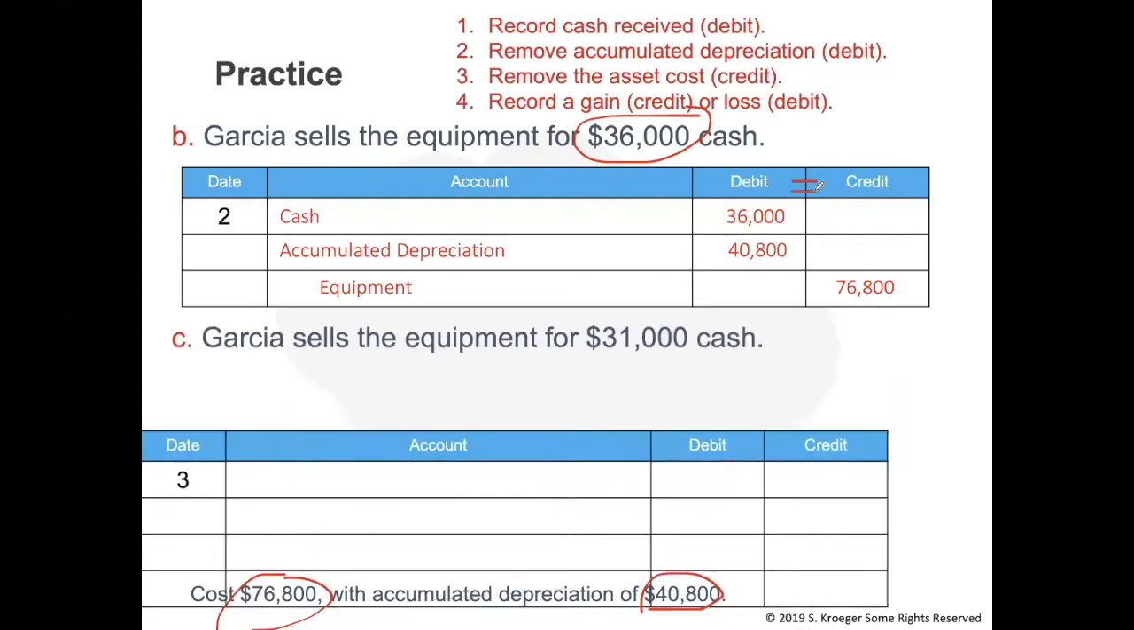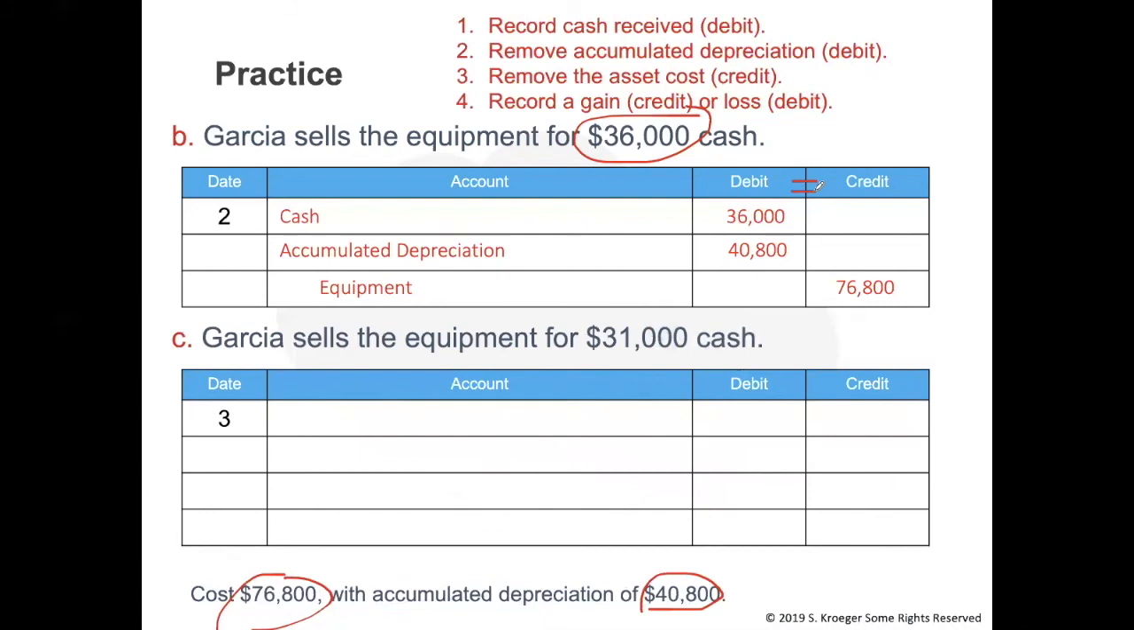Scenario C. Garcia sells the equipment for $31,000 cash. Step 1. Record the cash received as a debit. Cash of $31,000. Step 2. Remove accumulated depreciation by doing a debit. Accumulated depreciation, $40,800, just like in A and B. Step 3. Remove the asset cost, $76,800. Equipment, we'll do $76,800 as a credit.